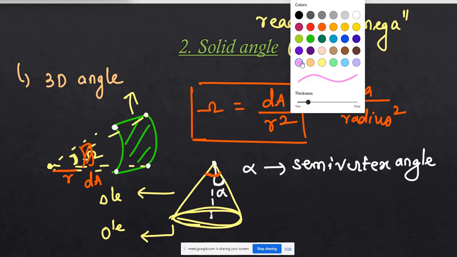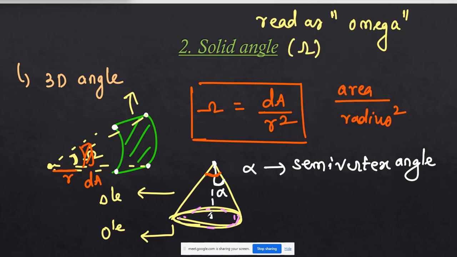Now where will be our omega? This is a three-dimensional figure. So if I take the whole angle with respect to some portion of the area here, then the whole angle is omega. This omega is the solid angle.